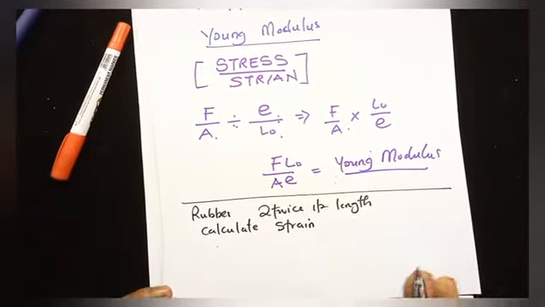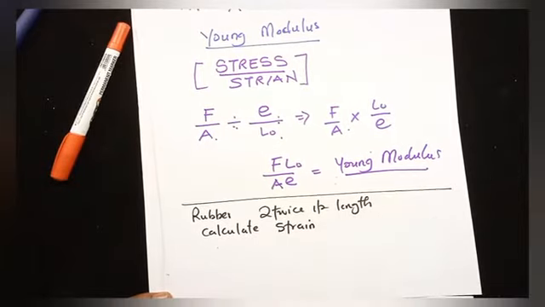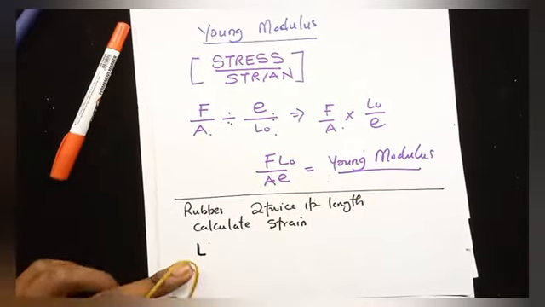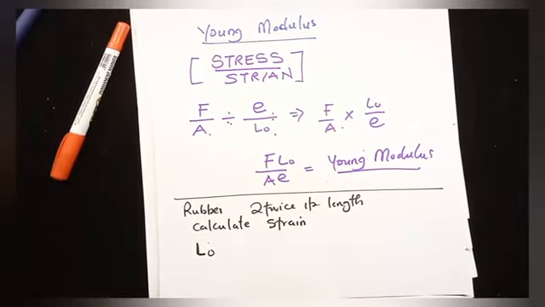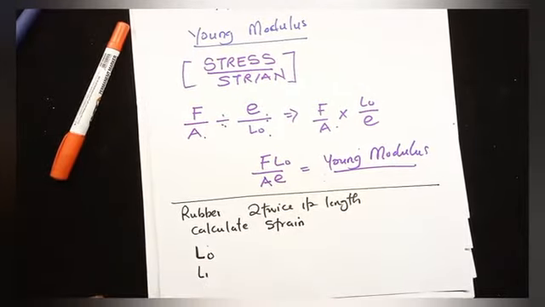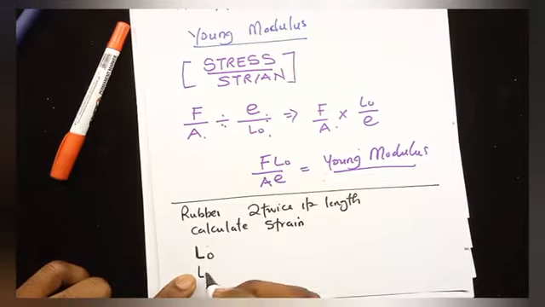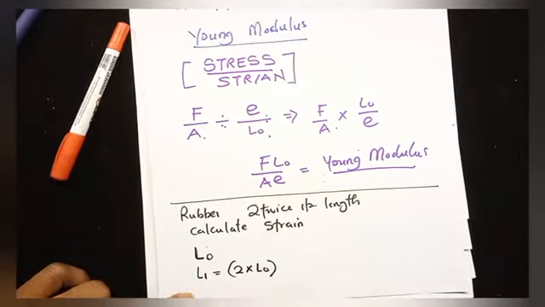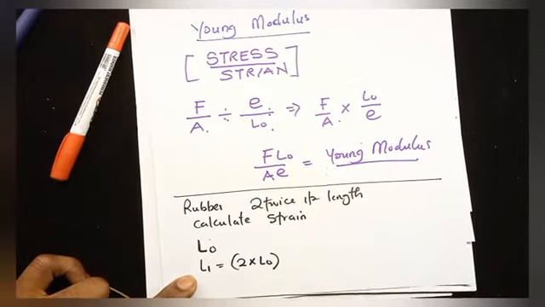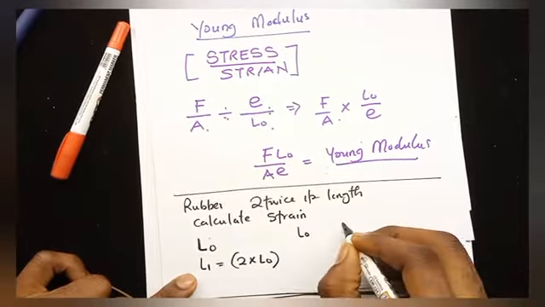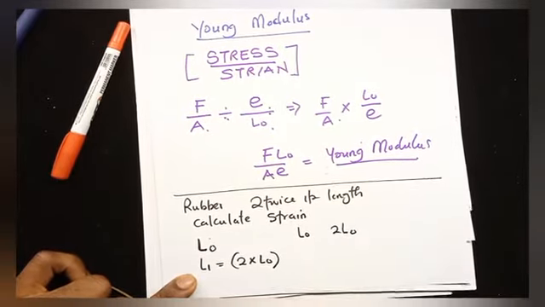Now, this is how we go about it. First, bring out the values that were given to you in the question. Let's say the original length of the rubber band is L0. And we said the final length, L1, was twice L0. So L1 is equal to 2 times L0. And they said we should calculate the strain. So now we know that the initial length is L0, and the final length is 2 times L0.